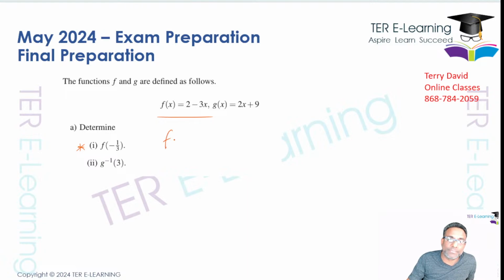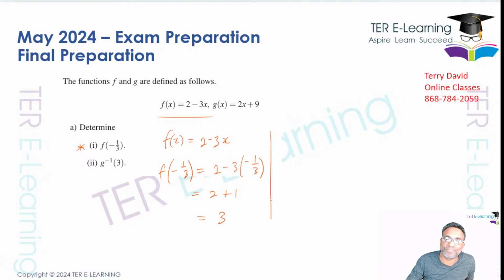So f of x is equal to 2 minus 3x. And if you want to get f of negative 1/3, this is going to be 2 minus 3 by negative 1/3. So we just substitute it. That's all we're doing. 3 by minus 1/3 is going to give us plus 1. So therefore, this answer here is going to be 3. So that's the answer for part 1.